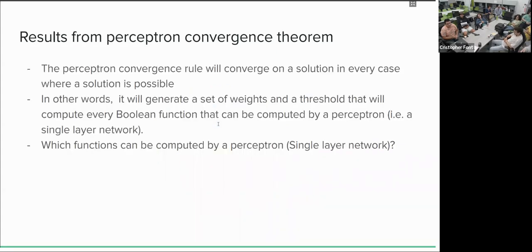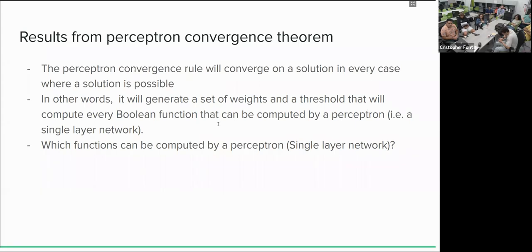So this is the result that I mentioned previously. This rule that we just applied is always going to converge on a solution wherever a solution is possible. And what we mean by a solution is that we can generate a set of weights and a threshold, some combination of the two, that can compute the Boolean functions that we're giving it.